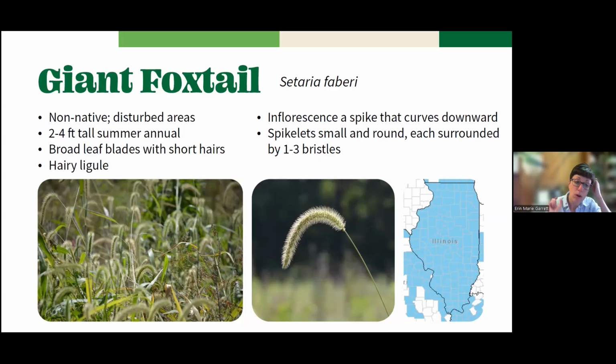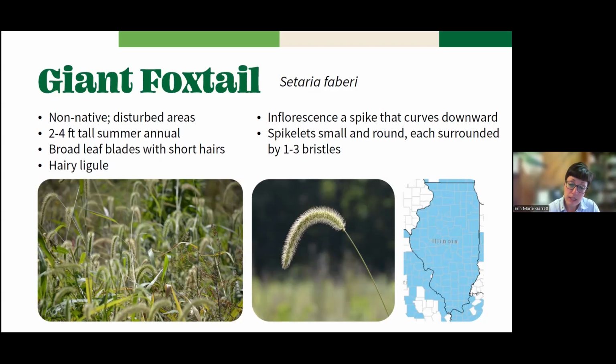This one is going to have broader leaf blades with some short hairs on them. It's going to have a hairy ligule. And if you've been joining us today, most of our ligules are membranous, so that's going to make it stand out a little bit from some other grasses. Our inflorescence is going to be a spike that curves downward once it's mature. As this grass is pushing out its spike and just starting to bloom, it might hold that spike up straight, but over time it should curve downward.